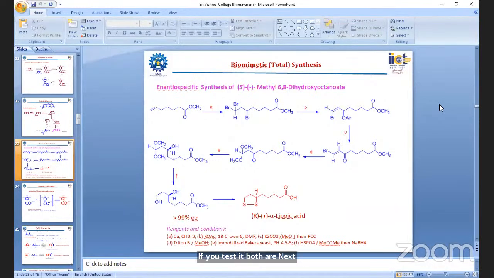The another one is, just now I talked about the biomimetic total synthesis. Now we have seen the total synthesis. Then what is the biomimetic total synthesis? Then one ester compound, just now I told about the total synthesis. Same ester compound can be taken having a olefin moiety. This olefin can be converted to the tribromo derivative.